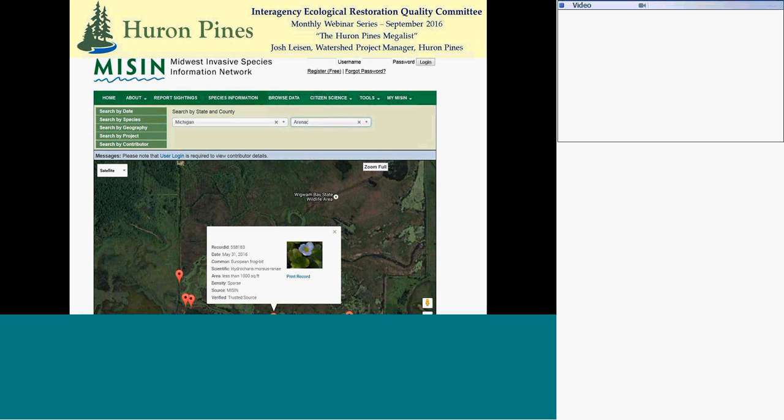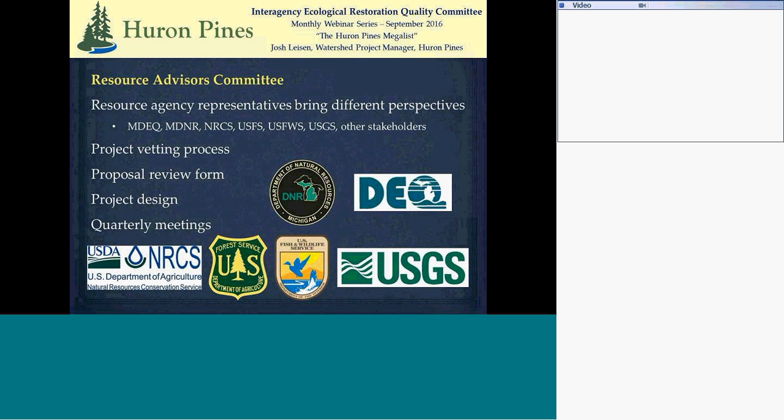And as you zoom in on the MISIN website, the view changes to satellite imagery, and you can click on any of the reports to see the full details of that report. And very recently, MISIN has developed a tool that practitioners can use to track treatment on a similar mapping interface. And this function allows users to draw polygons around treatment areas and include all sorts of details related to that treatment.